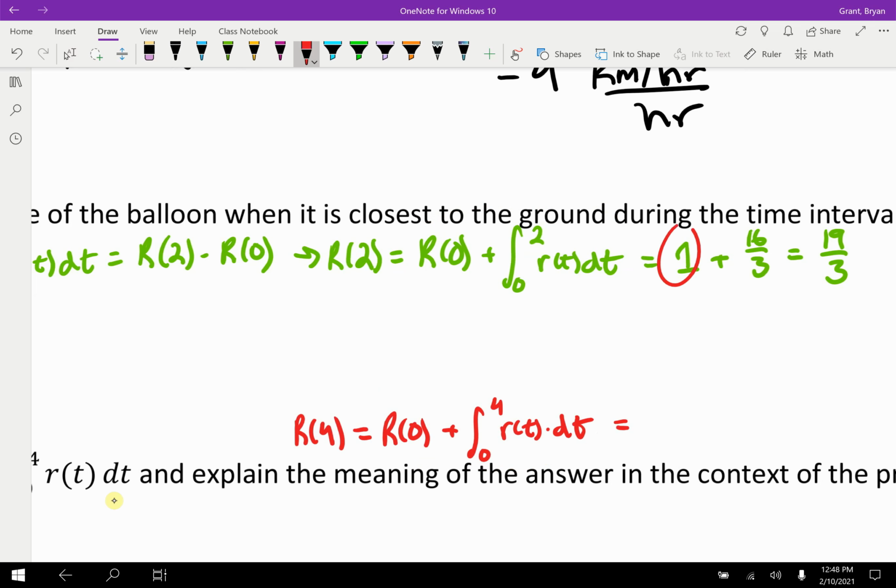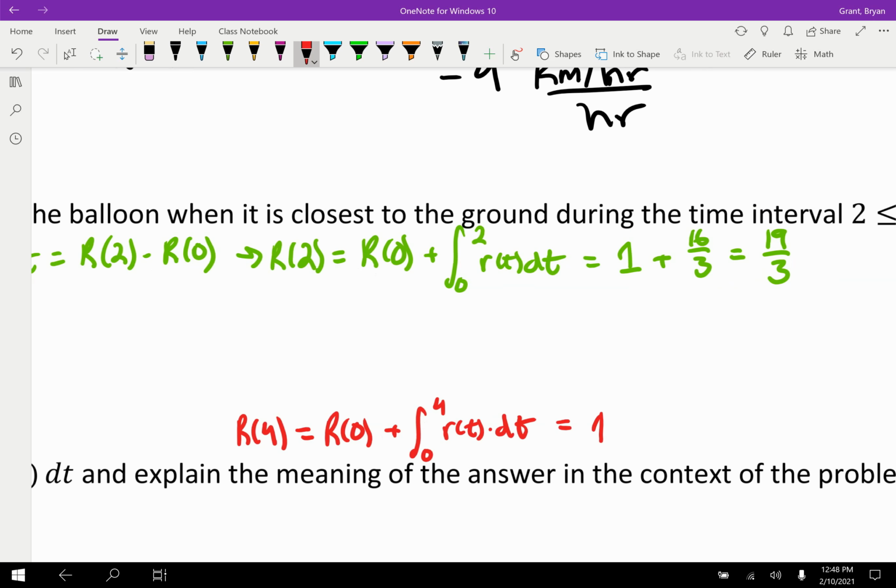So we started at 1. After 2 hours, we're now 16 thirds to the right of 1. So where are we? Well, we're 1 plus 16 thirds. And so same thing here. R of 4 is the initial height plus how far we've moved. The initial height is still 1.